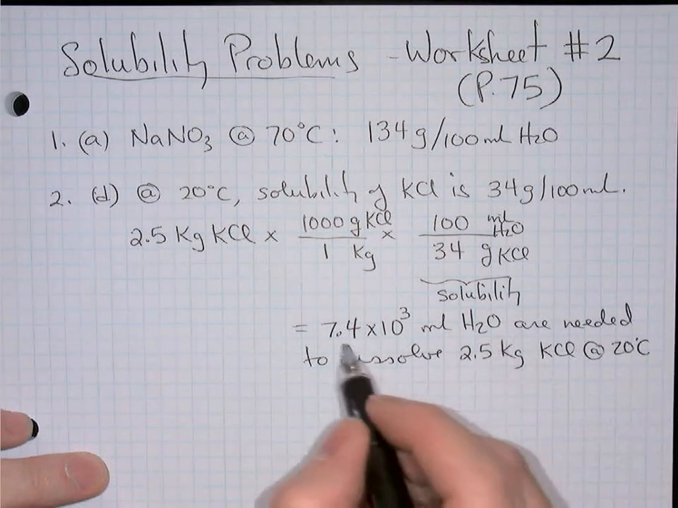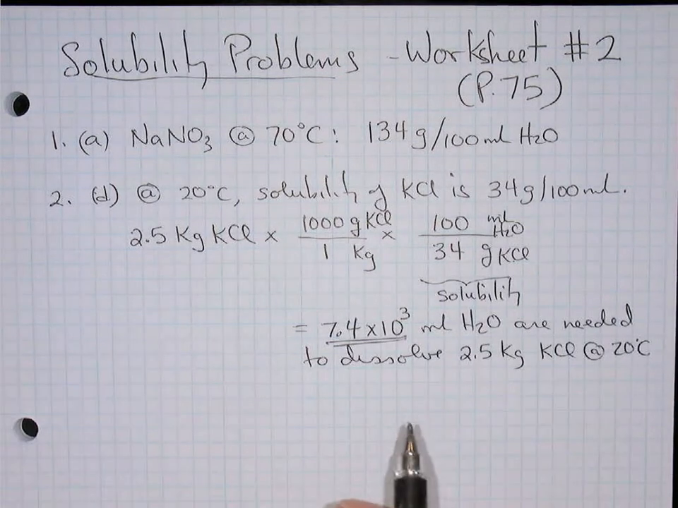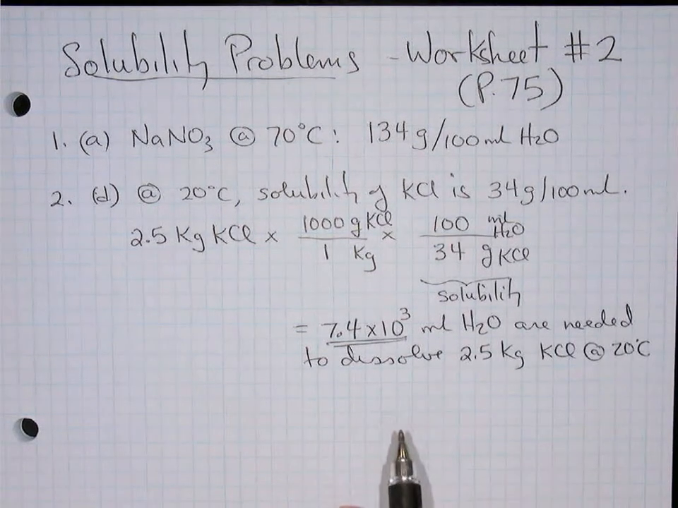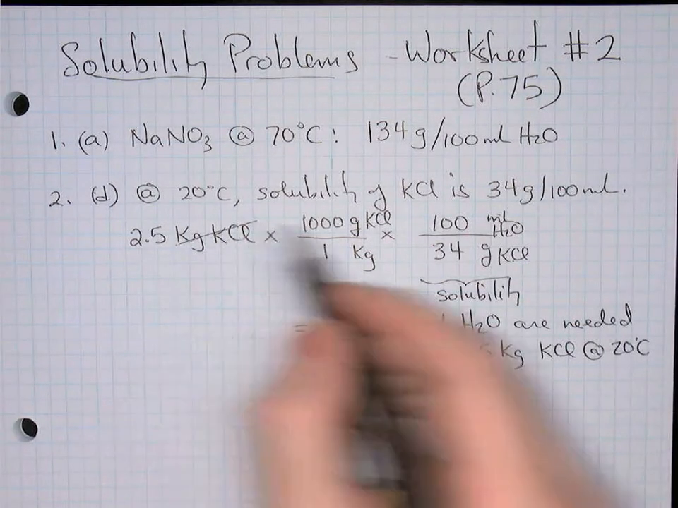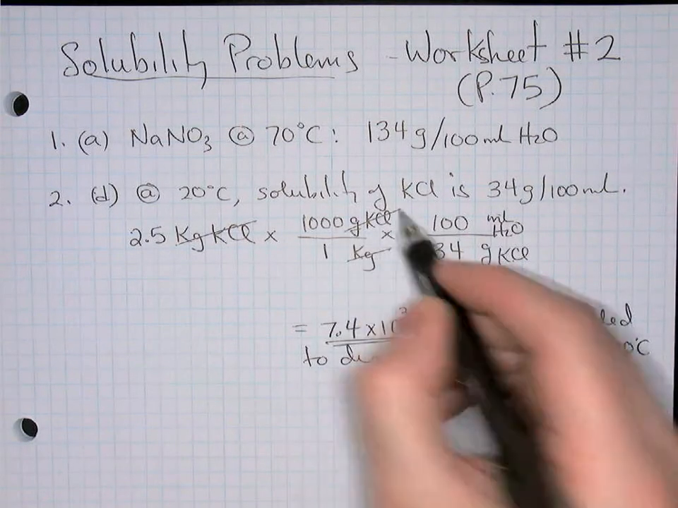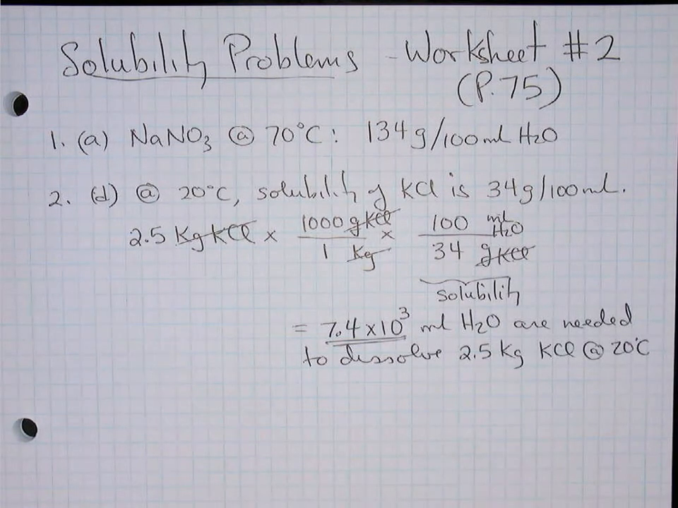Okay, so there's our answer in scientific notation because it was a little bit of a larger number and we needed to show just two significant digits. Again, looking at the units, the kilograms canceled, the grams canceled, and we were left with milliliters of water, which is what we were trying to find.